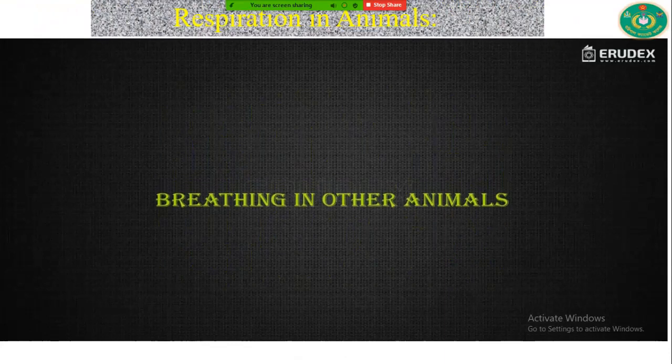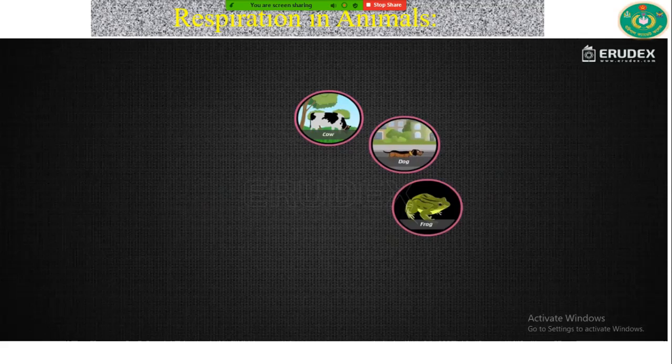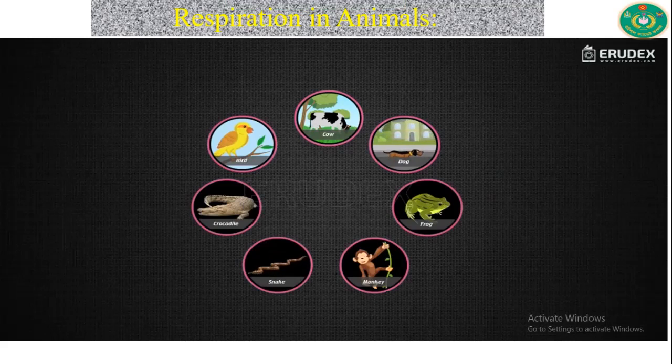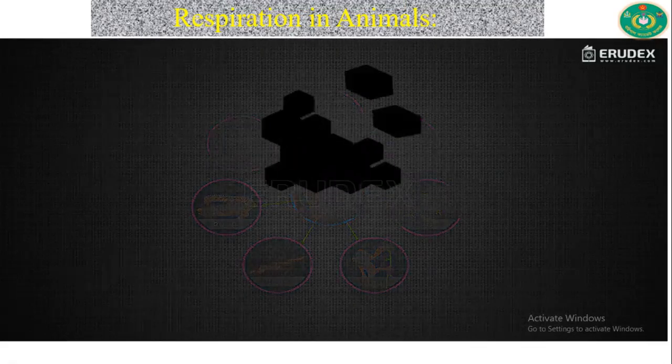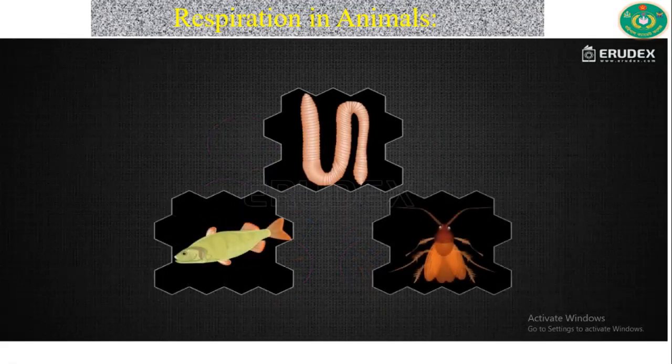Now we see a slideshow of respiration in animals. Breathing in other animals. Animals like cows, dogs, frogs, monkeys, snakes, crocodiles, birds respire through lungs as human beings do. But there are some organisms which do not have lungs. Instead, they have special types of respiratory organs.